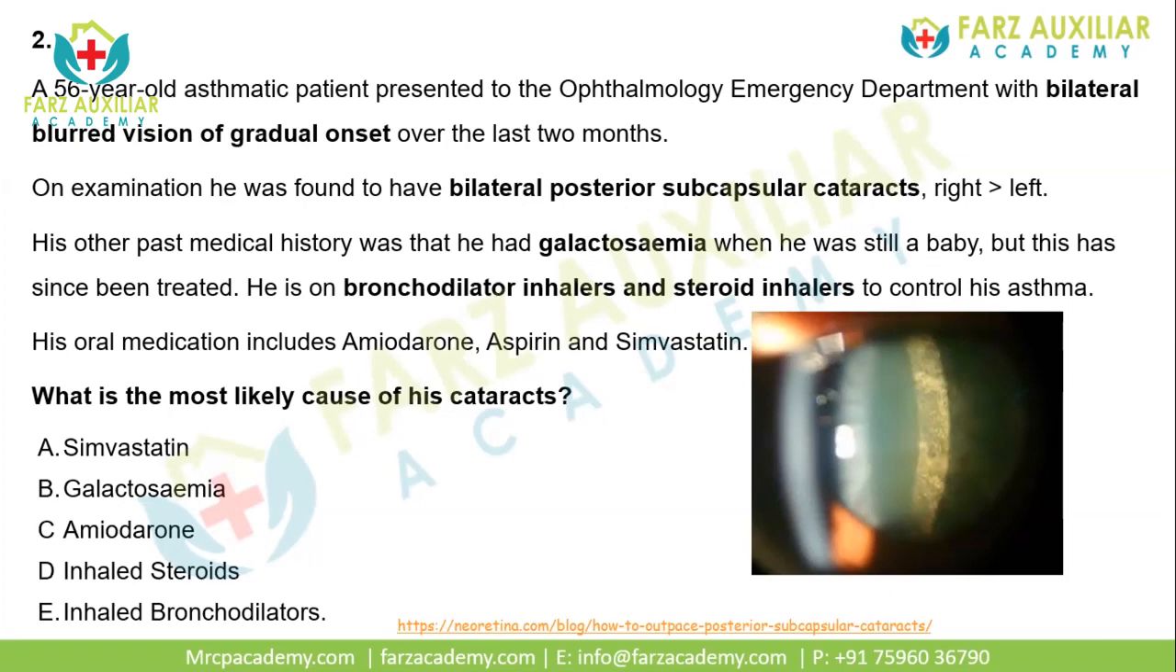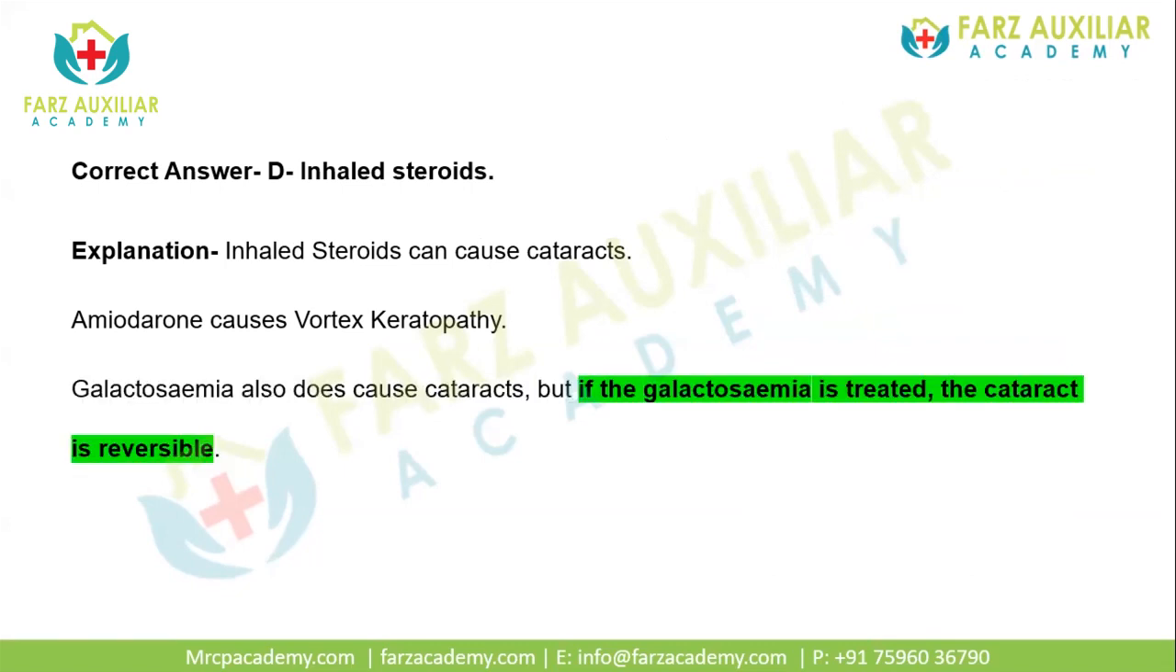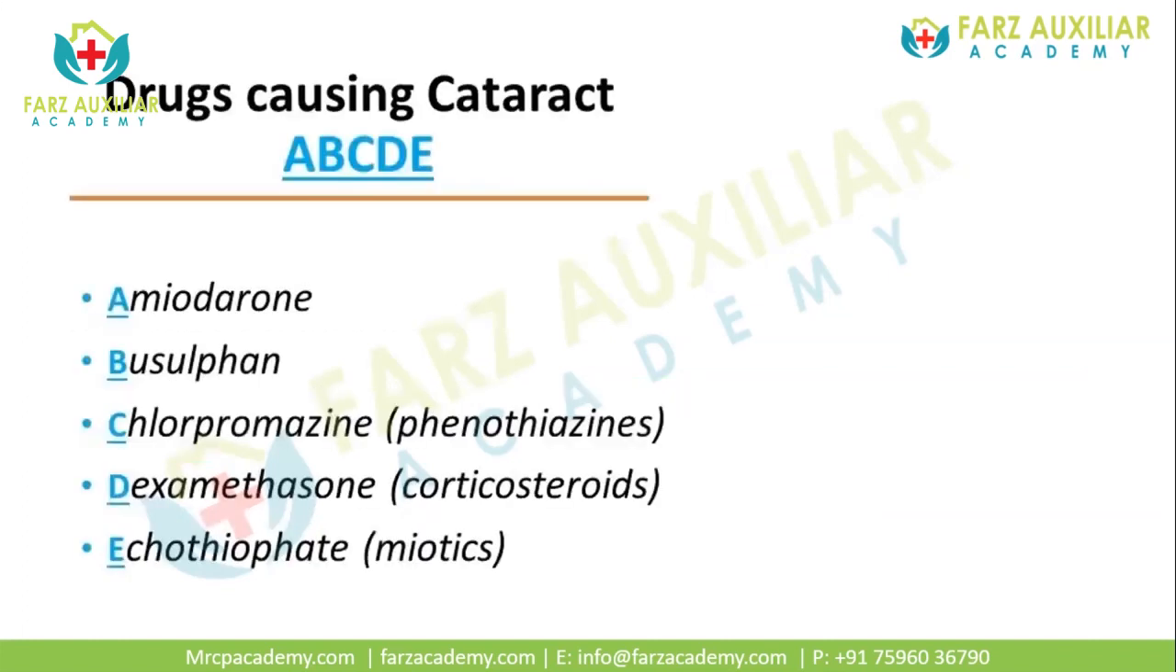I'm hoping that just one of these is speaking to you, and that is inhaled steroids, because they cause cataracts. Amiodarone can cause vortex keratopathy, which is a change in the cornea. Galactosemia also does cause cataracts, but if it is treated as in this case, the cataract is actually reversible, and this is something to remember. Inhaled bronchodilators and simvastatin are, of course, not known to cause cataracts. So this is just a small picture image showing some common drugs that cause cataracts, easy for you to remember, A, B, C, D, E.